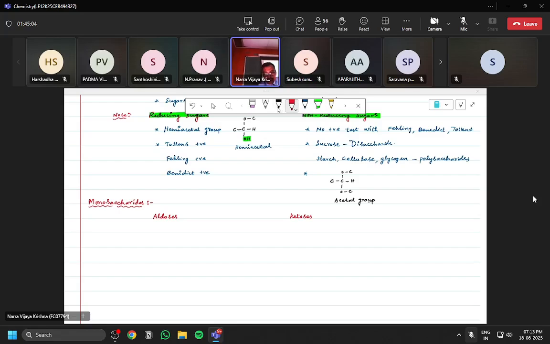What are aldoses? Aldoses possess aldehyde functional group. What are ketoses? They possess ketone functional group. Polyhydroxy aldehyde possessing compounds are aldoses. Polyhydroxy ketone possessing compounds are ketoses. Now, if it has only 3 carbons continuously, for example glyceraldehyde: aldehyde, CHOH, CH2OH. Is it glyceraldehyde or not? But how many carbons in the continuous chain? 3. Therefore, we call it a triose.